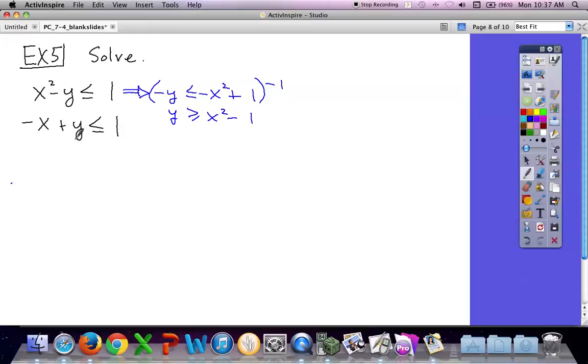Right. This one, since we solved for y already, let's solve this one for y too. You don't have to. You could do the intercept, but let's just solve this for y. Add x to both sides. Y is less than or equal to x plus 1. So I can graph those.